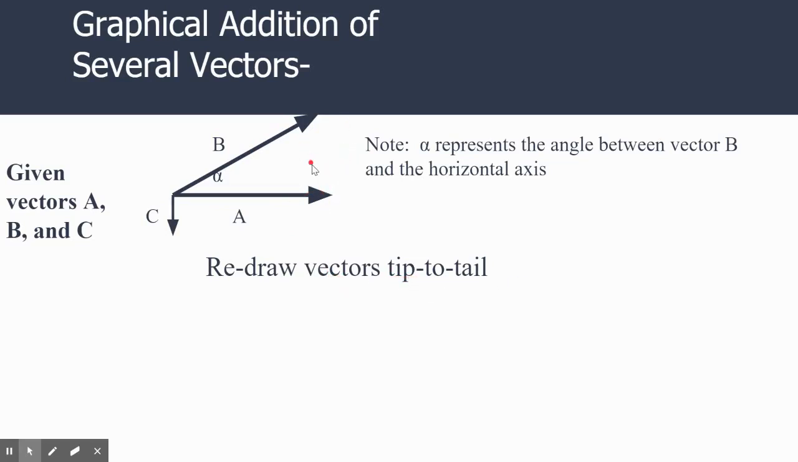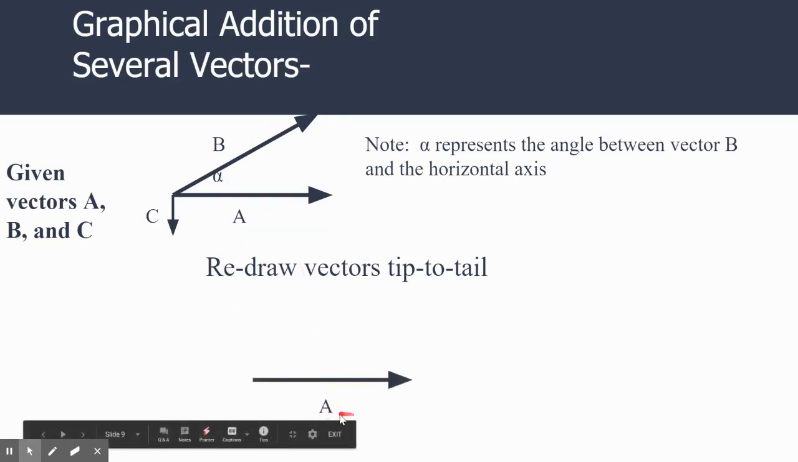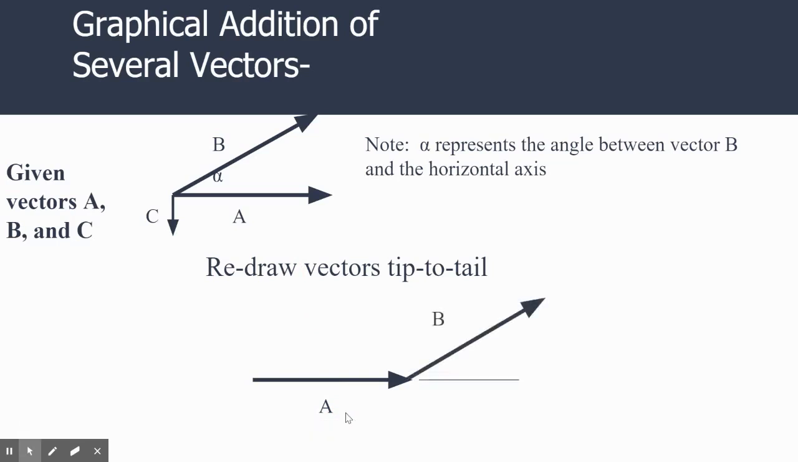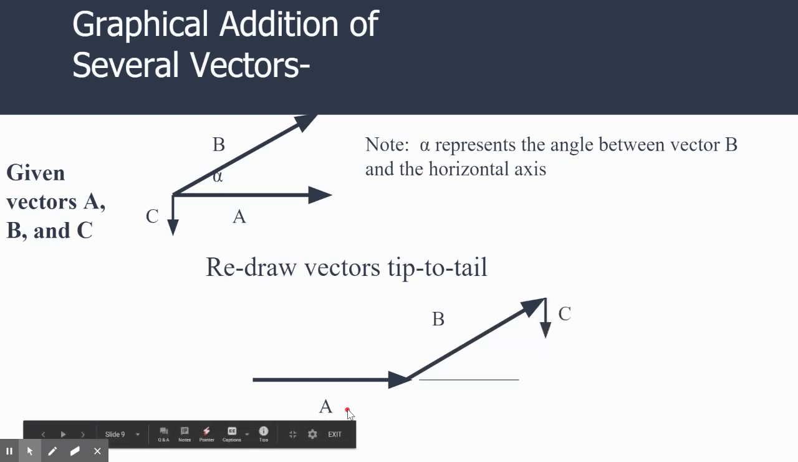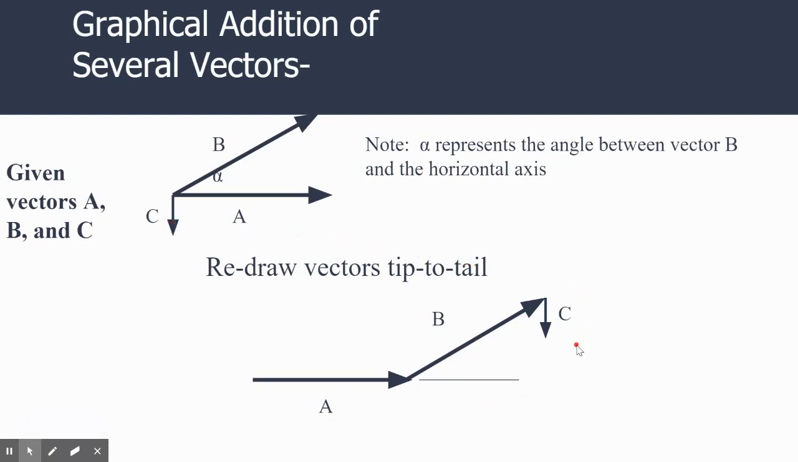So what you want to do if you're adding multiple vectors together is redraw the vectors tip to tail. First you start with vector A, then you draw vector B tip to tail to A, followed by vector C, which goes tip to tail to B. So you'll have all three of them added together, tip to tail.